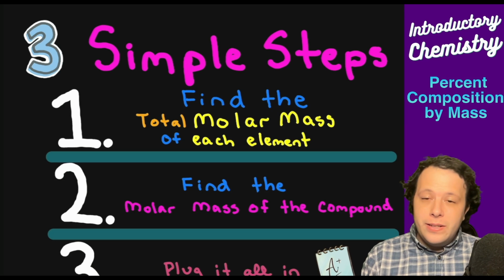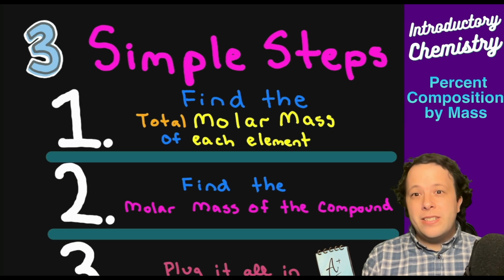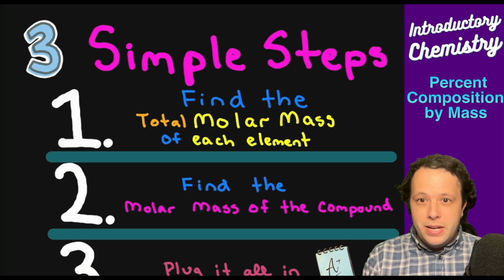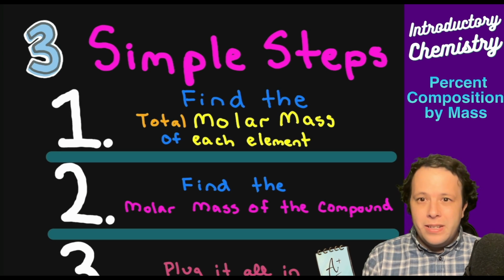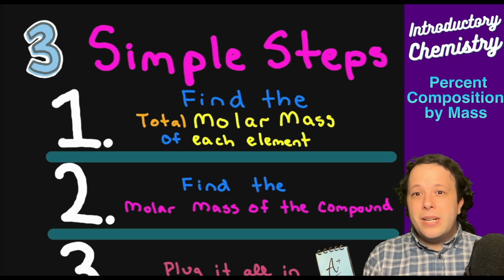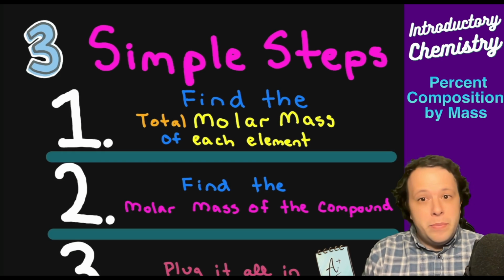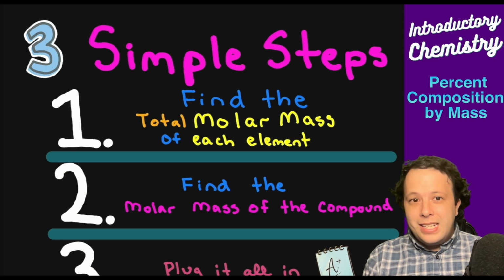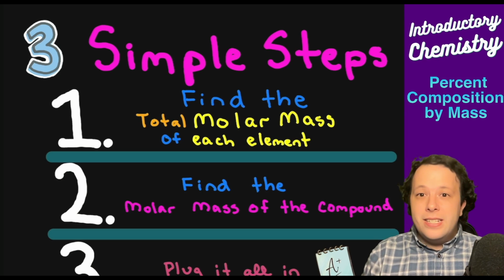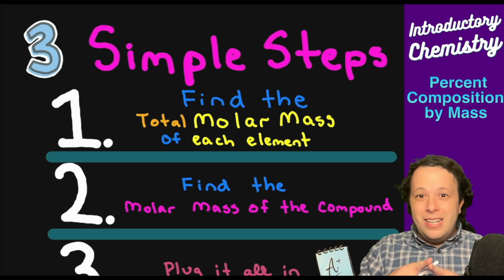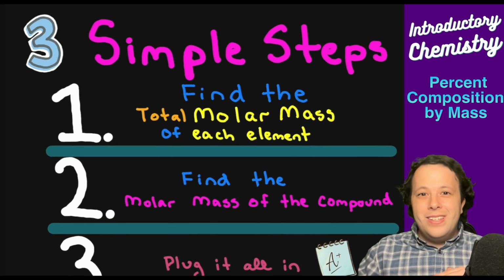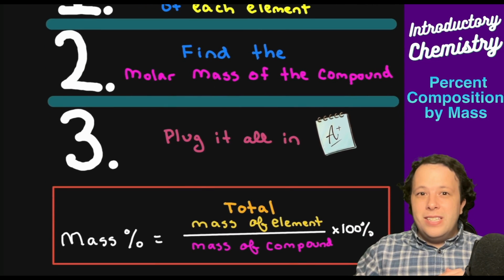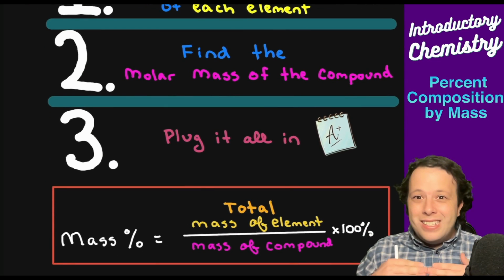The first thing you're going to do is find the total molar mass of each element within the given compound, meaning that we have to count the number of atoms of each type. So if there are 2 carbons, we have to make sure we multiply our molar mass of carbon by 2, for example. Our second step is we need to find the molar mass of the entire compound as a whole, since that is going to be the denominator of our formula. The last step is you just plug it all into your formula, and that is what we're going to be doing in all these different examples.